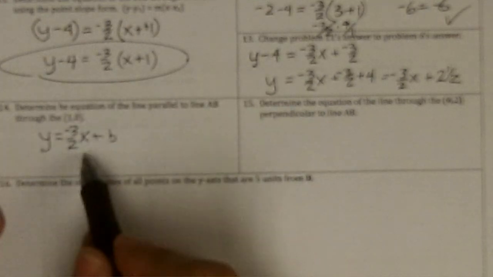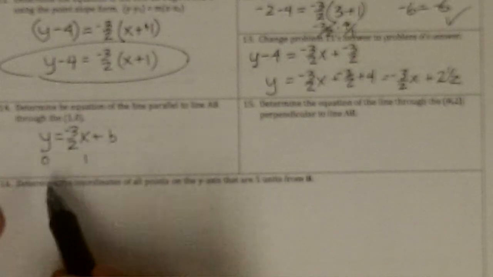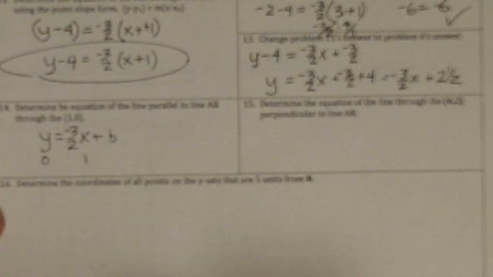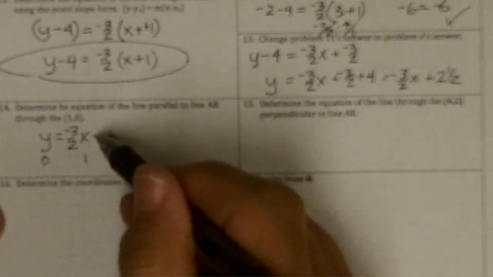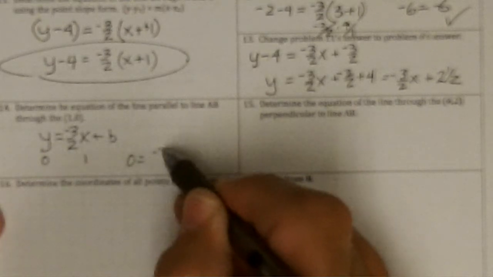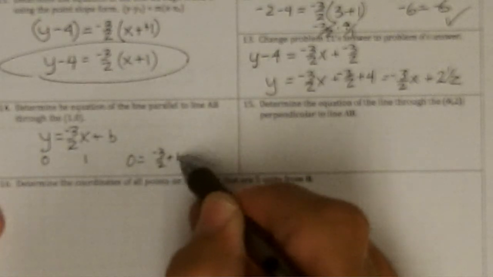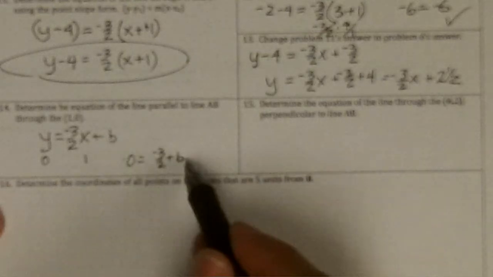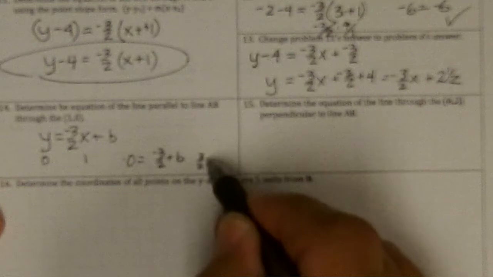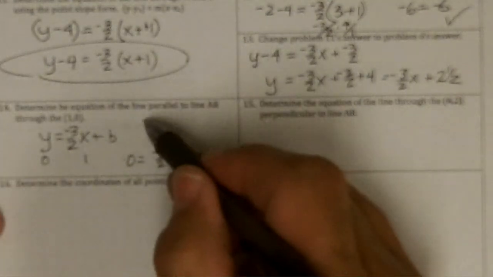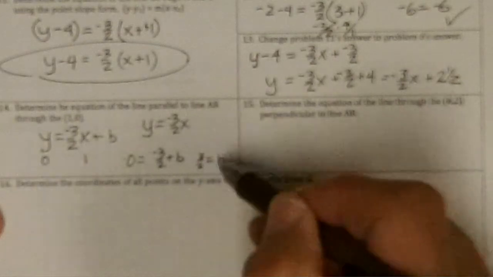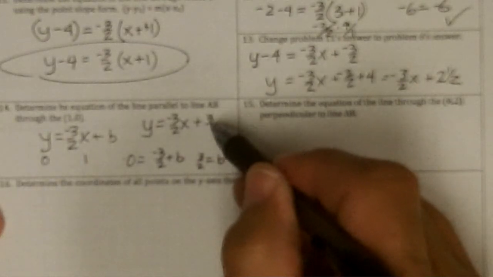And it goes through the point with 1 for the x and 0. So negative 3 halves times 1 is negative 3 halves plus something. So I get 0 has to be negative 3 halves plus b. Add 3 halves to both sides, and b has to be 3 halves. So our equation is y equals negative 3 halves x plus 3 halves.